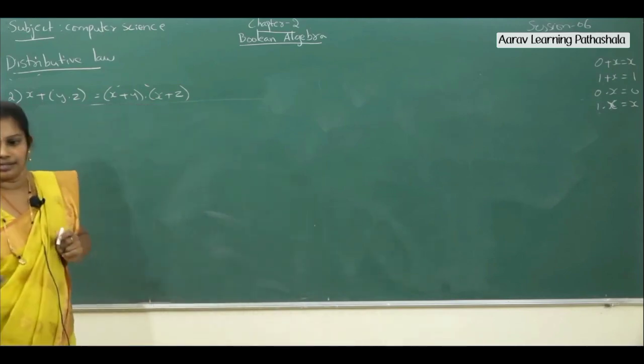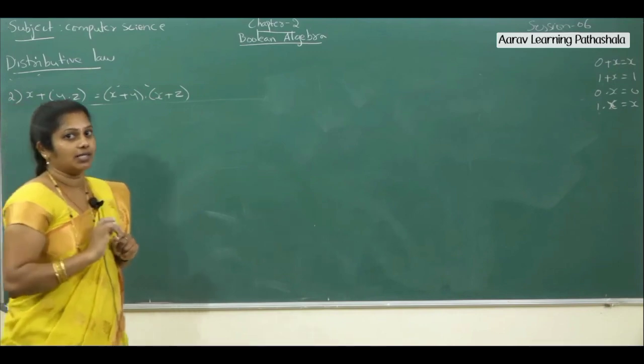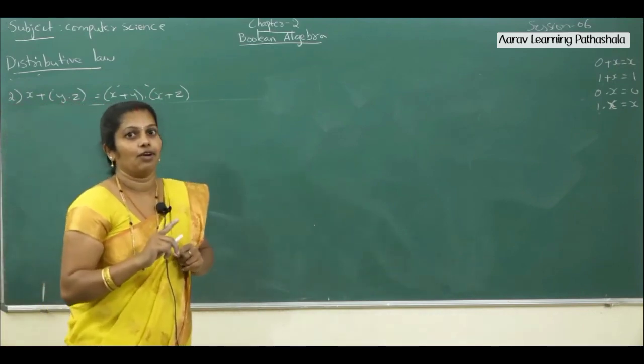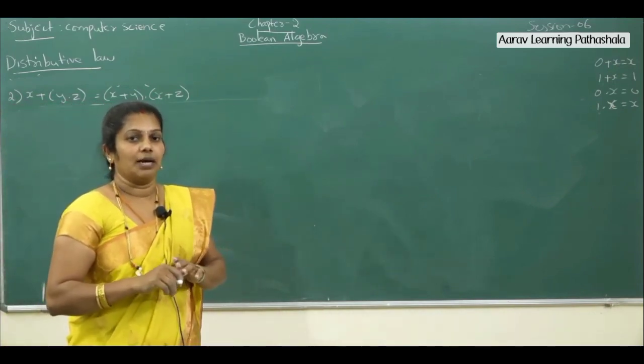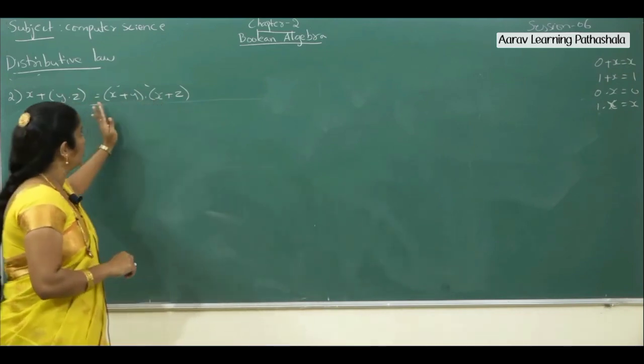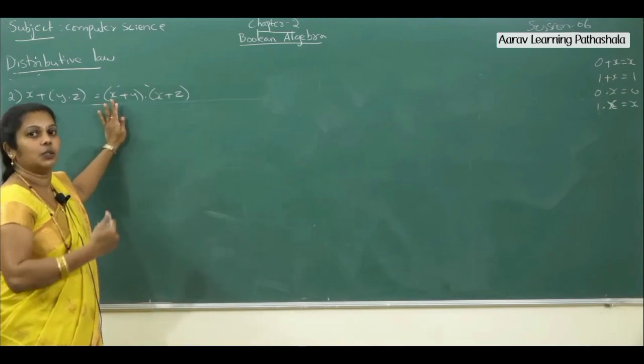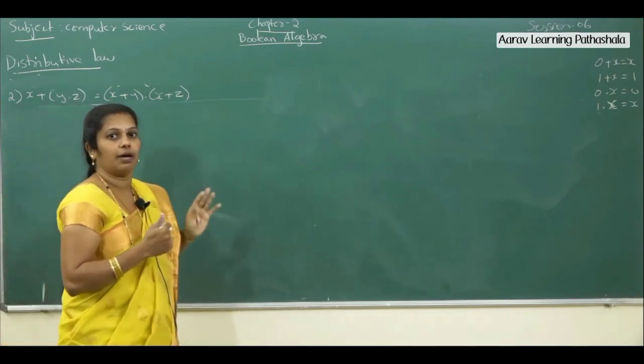In the exam, they may ask you to explain or prove the distributive law for 5 marks, because in the first class itself I told you the total weightage of this chapter is 9 marks. Out of that, one 5-mark question you will get. They may ask, explain distributive law. There, you have to explain the symbol, truth table, as well as solve it by using the perfect induction method.